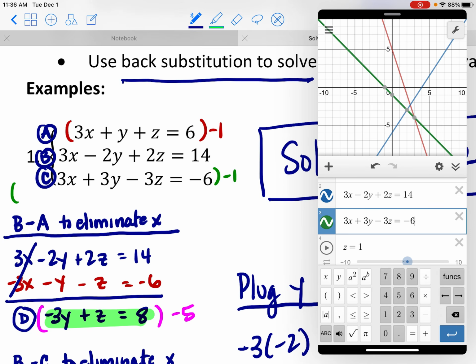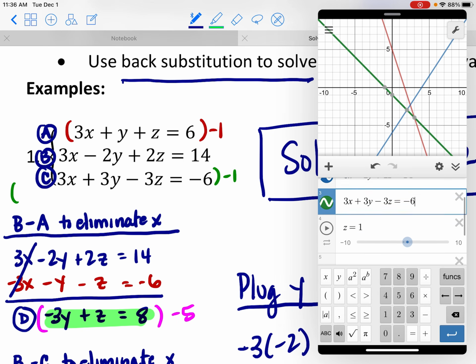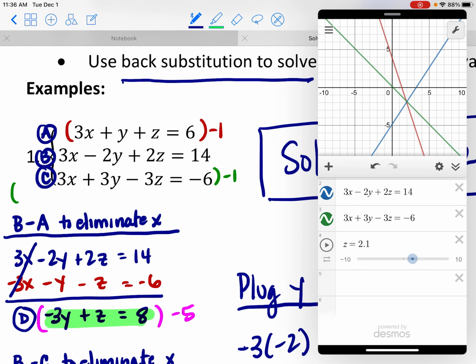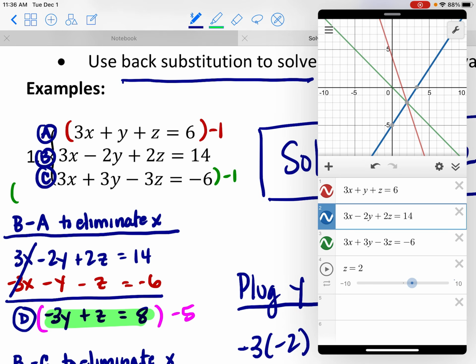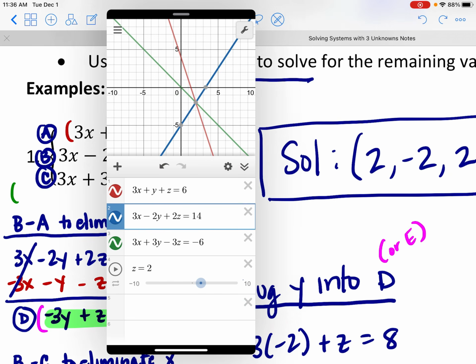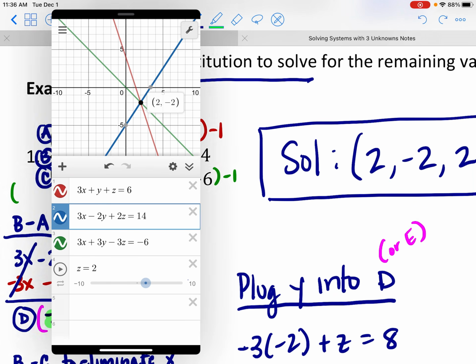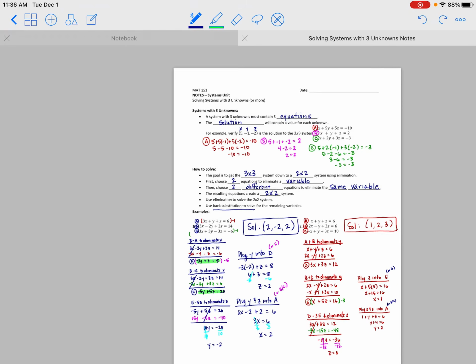But the 3 lines aren't intersecting, so you want to move the slider around until all 3 lines intersect, and you can actually get it to stop. I think we have it. So z equals 2, and x was 2, y was -2, z equals 2 was the solution we got, and there it is confirmed with Desmos. Okay, so Desmos can do this.